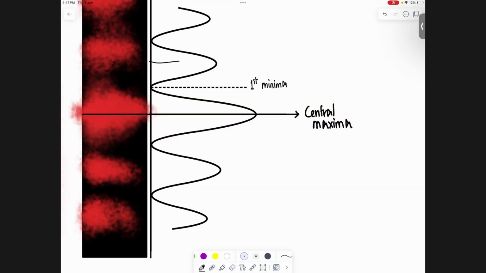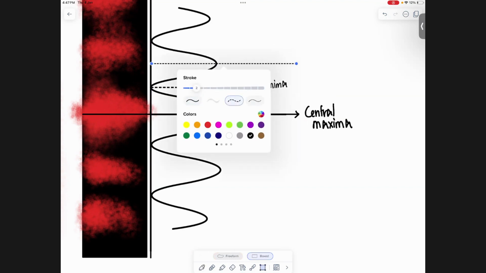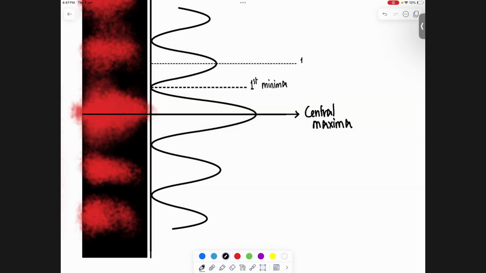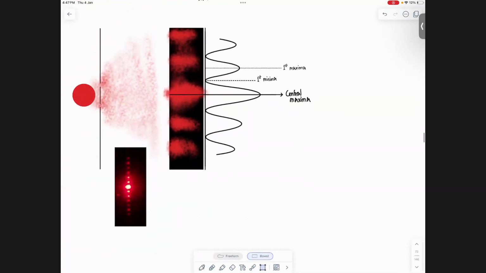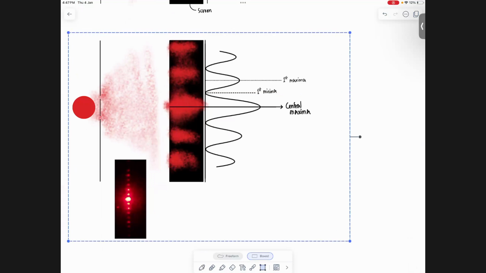And then the next bright spot that you see is your first maxima. So it's your first maxima, and so forth. Do you understand? That's how the naming is done. So center is central, upper is first maxima, second maxima, and first minima, second minima.